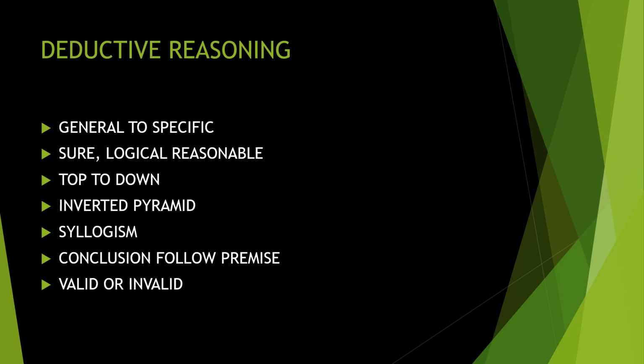Then the conclusion follows the premise. According to the premise, if it is true, then the conclusion is true. It always follows the premises. And valid or invalid, it can be valid or it can be invalid, as we can see in the case of deductive reasoning.